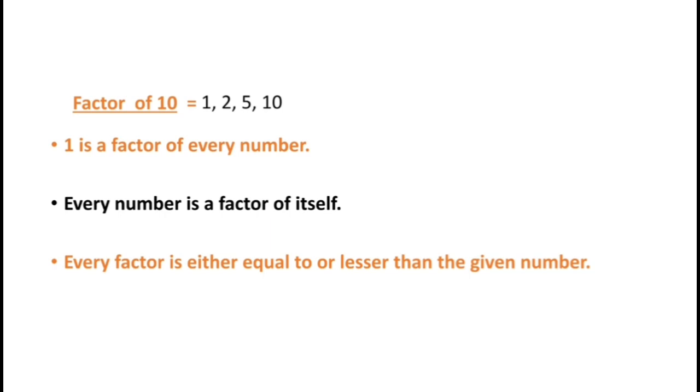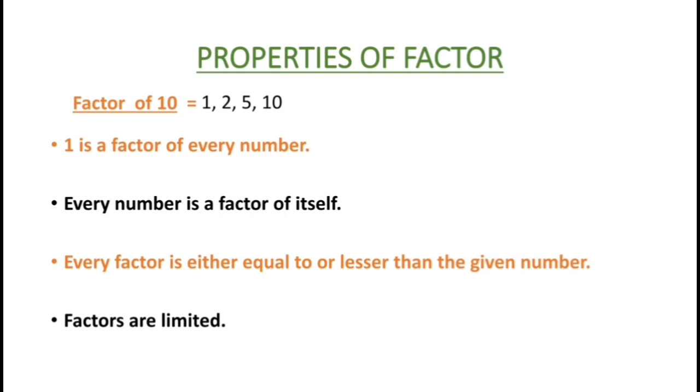Then when we observe how many factors we are getting to give a number, for 24, what all the factors we got? 1, 2, 3, 4, 6, 8, 12, 24. This many only, no? For 10 also, we got 1, 2, 5, 10, which means the factors are limited. Only a few numbers will be having the given number. So we can say factors are limited. These are the properties of factor.